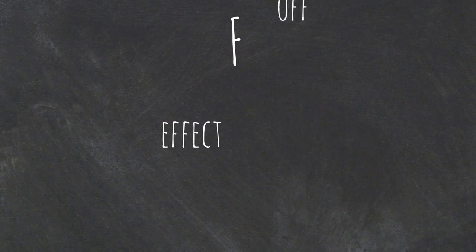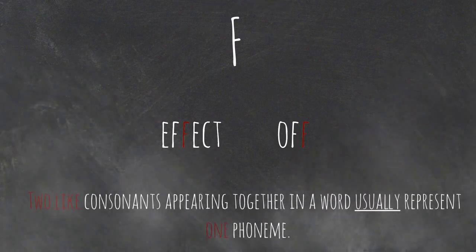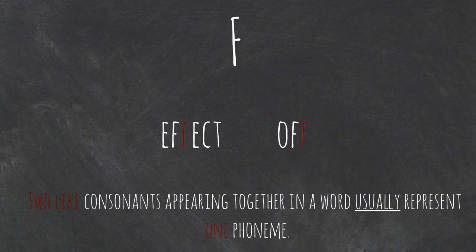Additionally, F can have some silent letter behaviors. For instance, let's listen to the words effect and off. When we say both of these words out loud, we're only saying one of the two Fs. This is a reminder of the larger generalization that two like consonants appearing together in a word usually represent one phoneme. F is not immune to this particular generalization, as we see in the words effect and off. So, when you see two like consonants together, you can usually assume that they represent one sound.